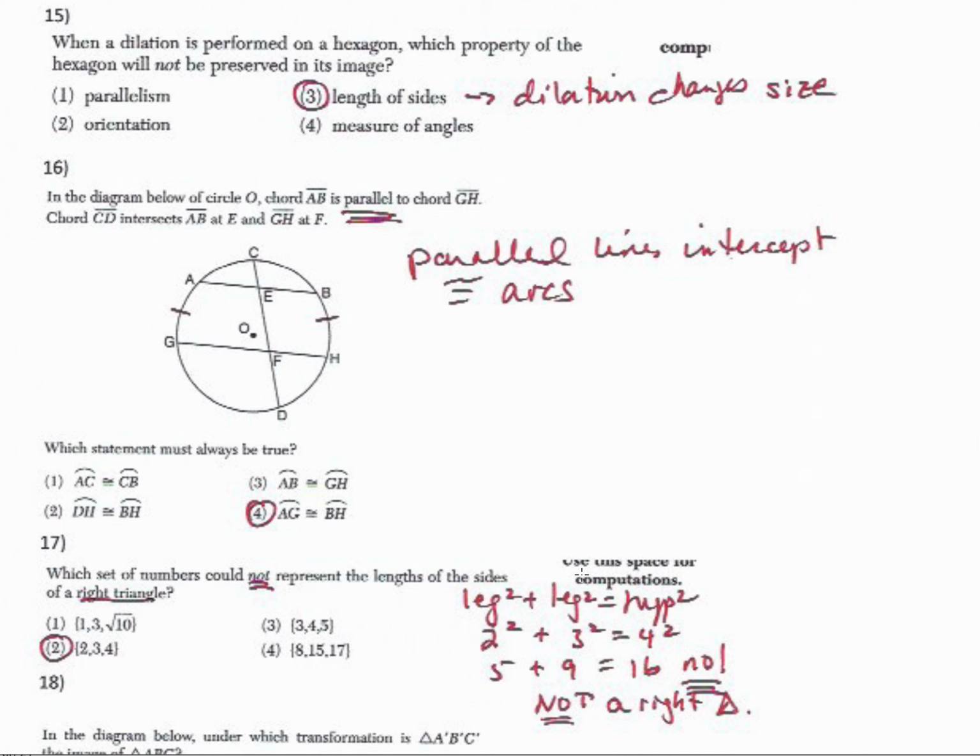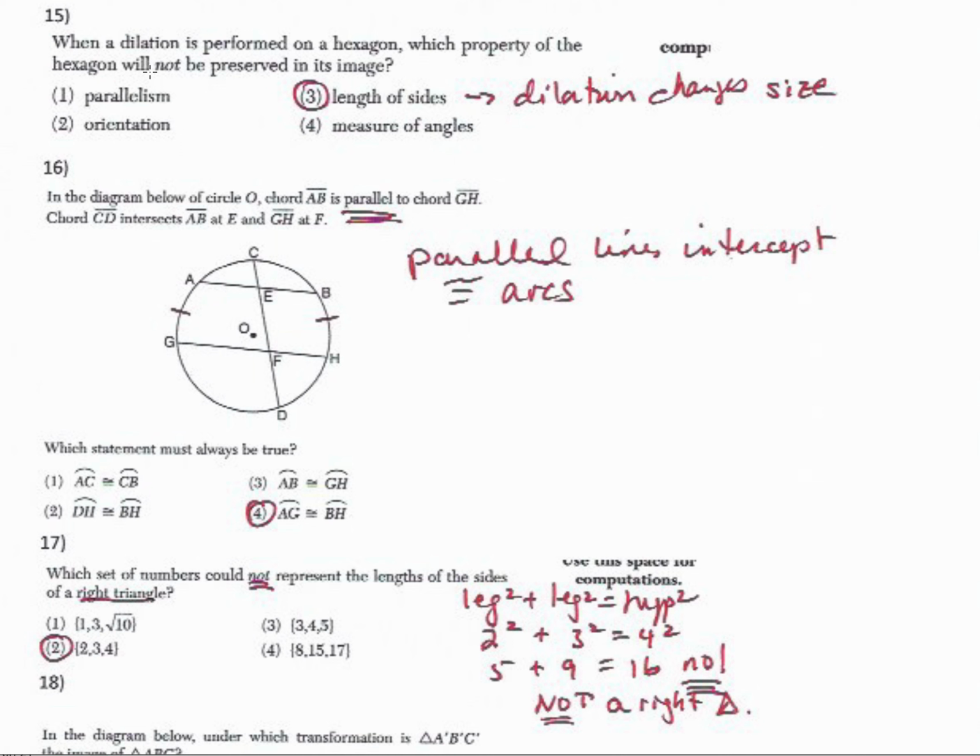The one that is not preserved: parallel is good. Measure of the angles is good. Lengths of the sides is good. Orientation does not have to be preserved. Okay? Because if you do a negative, then... Oh, wait. Hold it. Scratch that. The one that's not preserved is the lengths of the sides. I don't have to make any correction on that. I totally misread it. Sorry about that. See, that would have been my dumb mistake. When a dilation is performed on a hexagon, which one will not be preserved in its image?